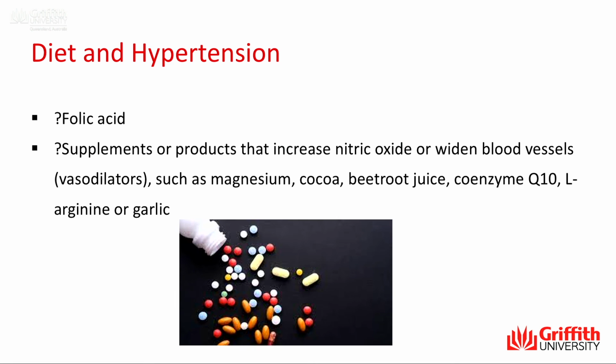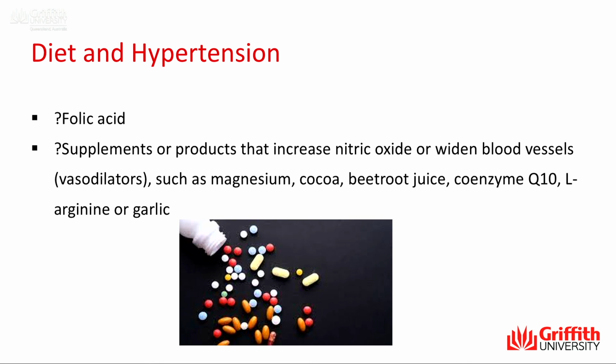Moving on to more specific nutrients or foods. The first one was folic acid. A few studies have suggested that it reduces blood pressure, and they think that this is due to helping the blood vessels relax and therefore improving blood flow. Also some other supplements or products. These supplements or products increase nitric oxide or widen the blood vessels, so they're dilators. So similar principles to the folic acid.